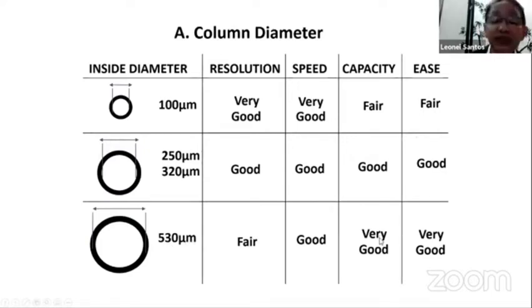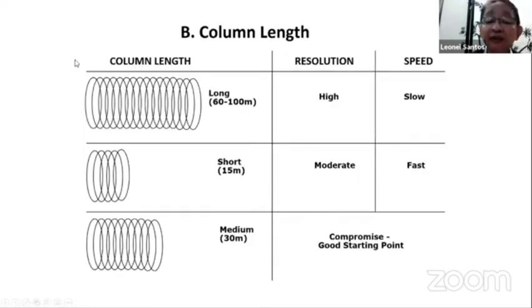So it has good capacity, but in terms of resolution, the wider the diameter of the GC column, the lower the plate number. So the resolution is not as good as the smaller diameter GC column. In terms of the length of the column, as a starting point, the suggestion is to use a medium length GC column, somewhere around 30 meters, because you can use a long GC column providing you with high resolution, but it's going to take you a while because it's going to be a long analysis.